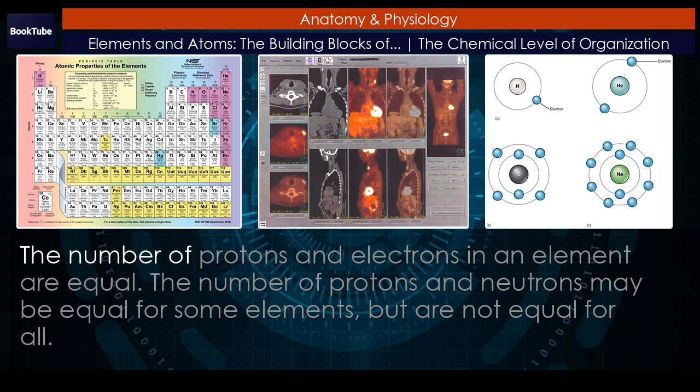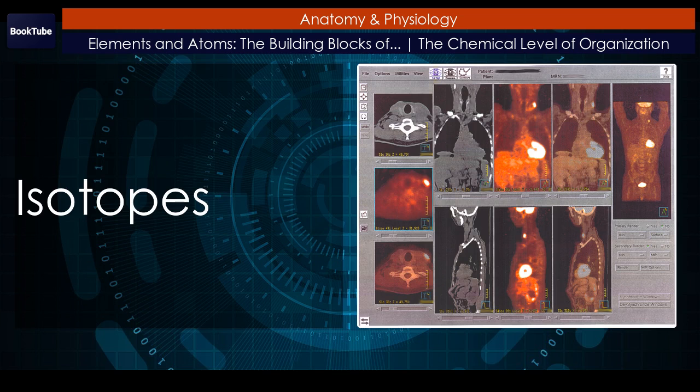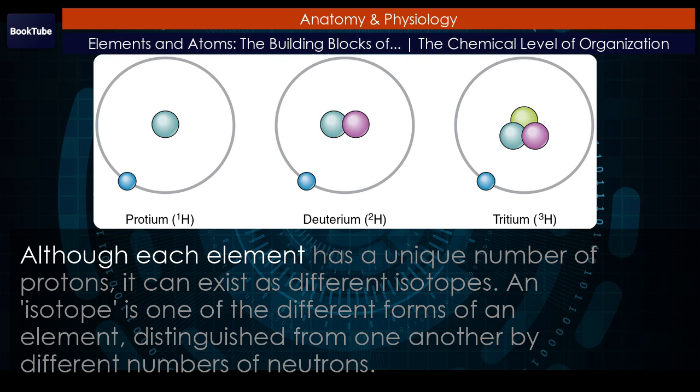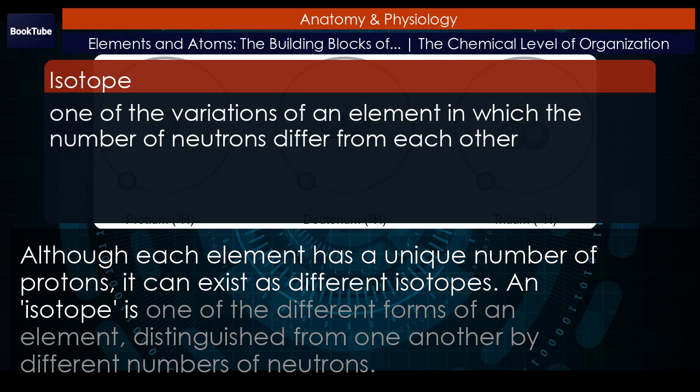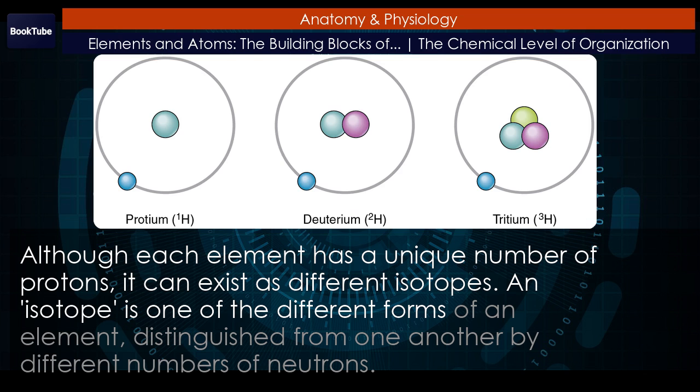The number of protons and electrons in an element are equal. The number of protons and neutrons may be equal for some elements, but are not equal for all. Isotopes. Although each element has a unique number of protons, it can exist as different isotopes. An isotope is one of the different forms of an element, distinguished from one another by different numbers of neutrons.